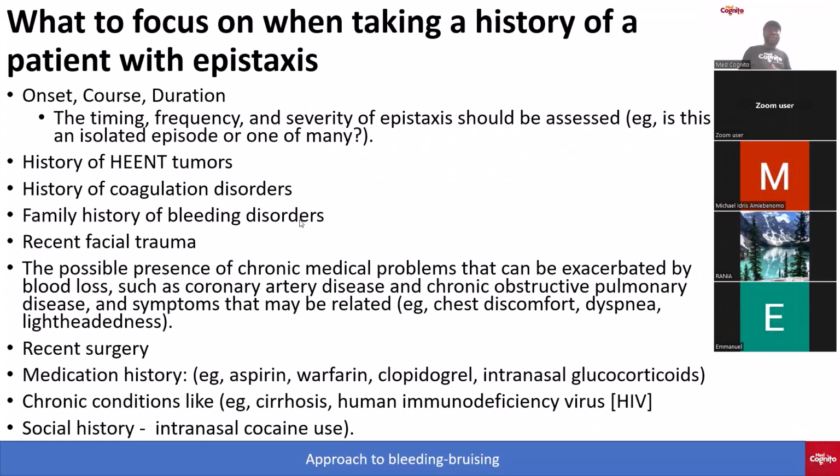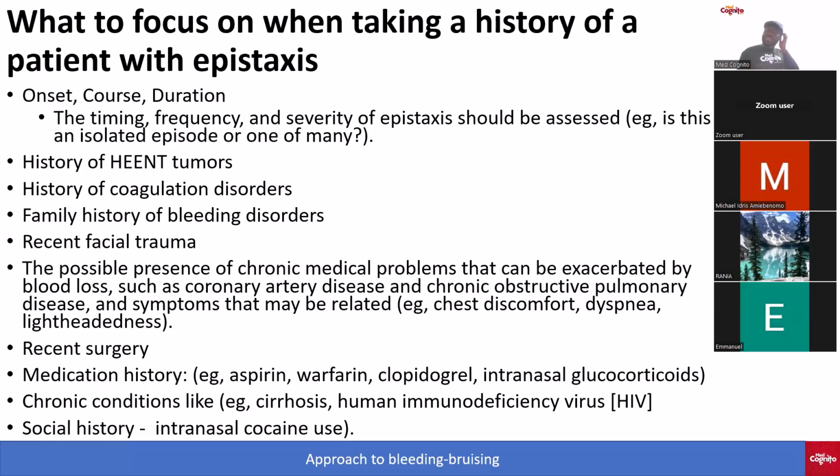Okay? Now, what to focus on when taking a history of a patient with epistaxis? Because remember that the objective was talking about it, that you need to know how to take a patient's history in a patient with bruising. So whether it is von Willebrand, whether it's hemophilia, whether it is any condition, you must also focus on history. So what are the historical facts after you've stabilized the patient's airway and circulation that you ask about?